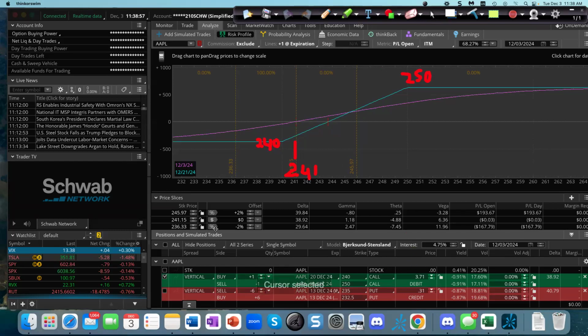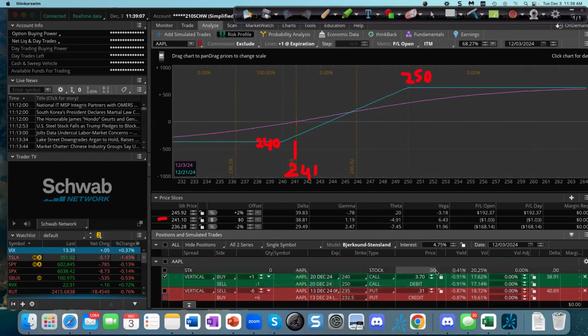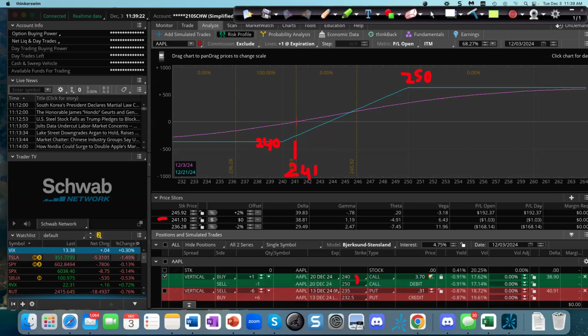And this trade right now with us at 241, it's basically trading around $3.70. So you're paying $370. That's your total investment in this. The most you can make is if we're at 250 or higher at expiration, would be the width of the strikes is 10, less your debit of 3.70. So it'd be $6.30. So you can make over 100%, 150, whatever that is, percent.